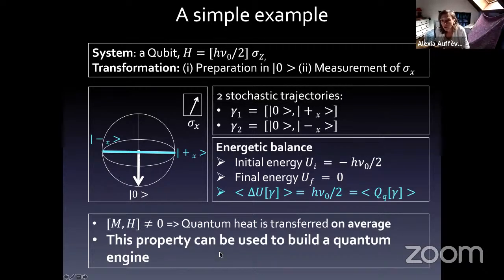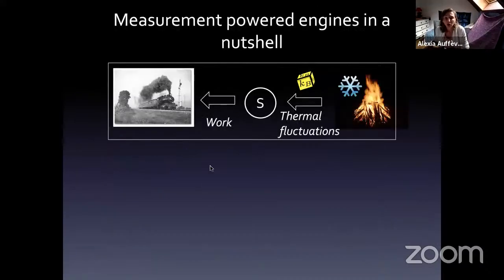And now I want to use this property to build a quantum engine. So just to give you the general strategy, this is the usual sketch that you have in mind when you think about an engine in classical thermodynamics, or I would say thermal-based thermodynamics. You have thermal baths, hot source, cold source, that induce thermal fluctuations. And from these thermal fluctuations, you can rectify them and possibly extract work from the protocol.